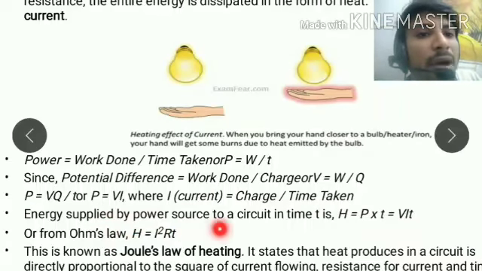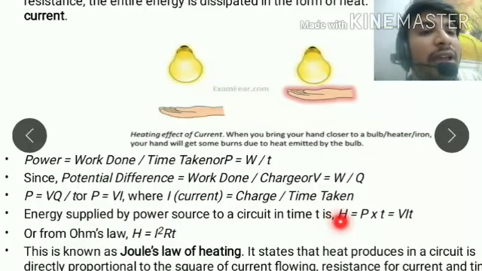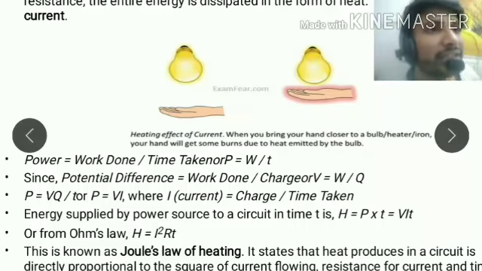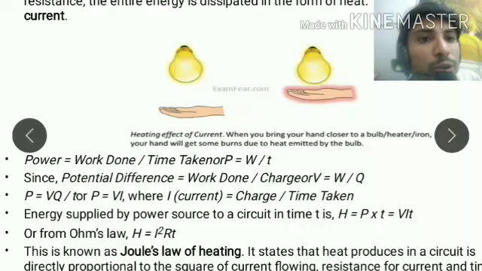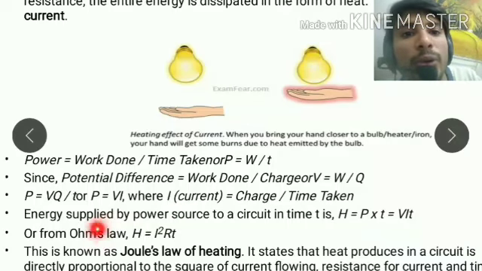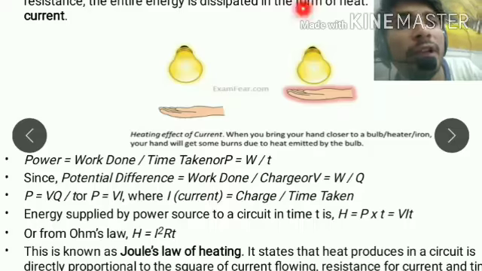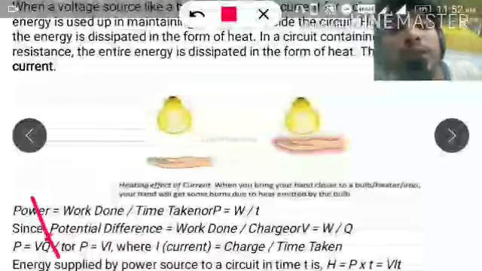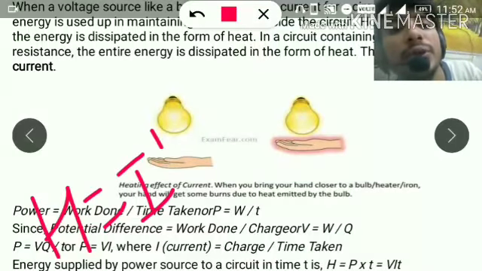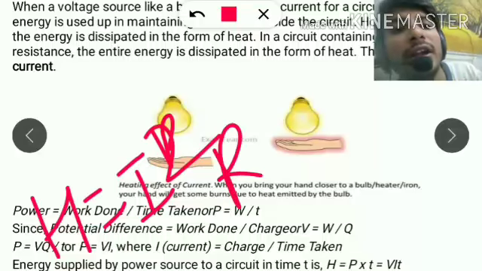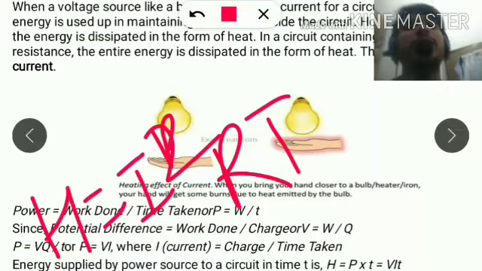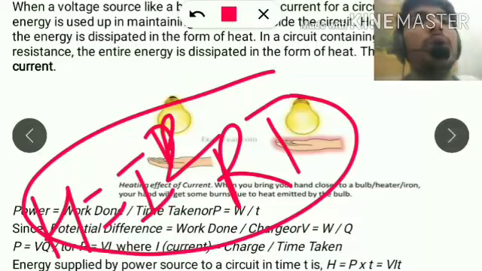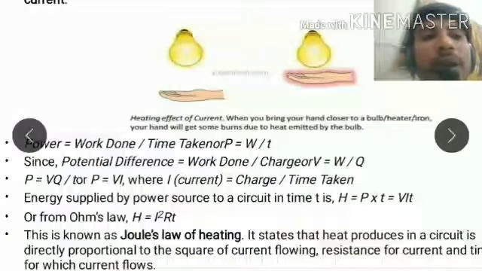Energy supplied by the power source to a circuit in time t is H, meaning heat. We are talking about heat because we are studying the heating effect of current. So the formula of heat, according to Ohm's law, is H is equal to I square RT. That is the final formula of heat. Now, shift to the next point.